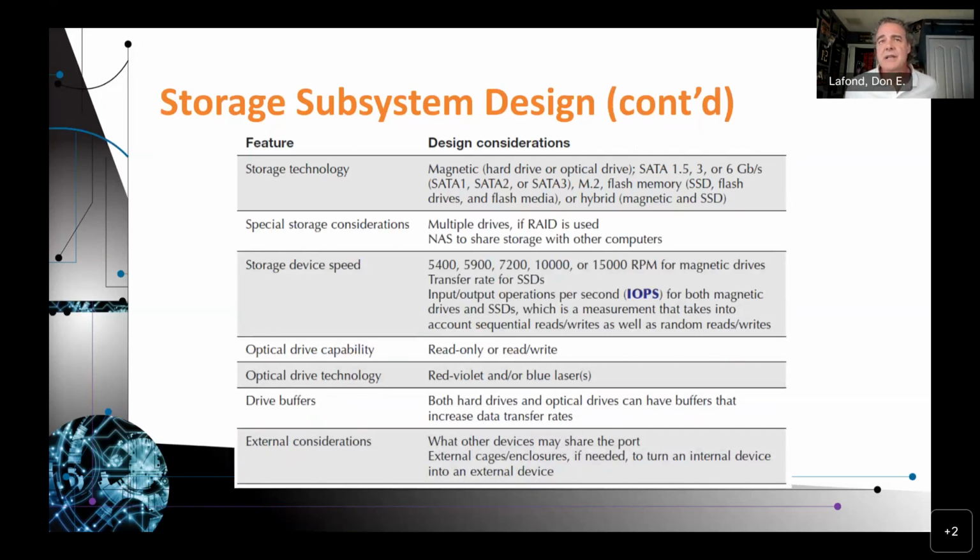Storage technology. Now, we've already covered all of these, but let's go over them. We've got magnetic, that's a hard drive, or optical. We have SATA at 1.5, 3, or 6 gigabits per second. There you go, it's SATA 1, 2, or 3. M.2 flash memory, that's like your USB drive. And hybrid, that is a hard drive that actually has SSD built into it.